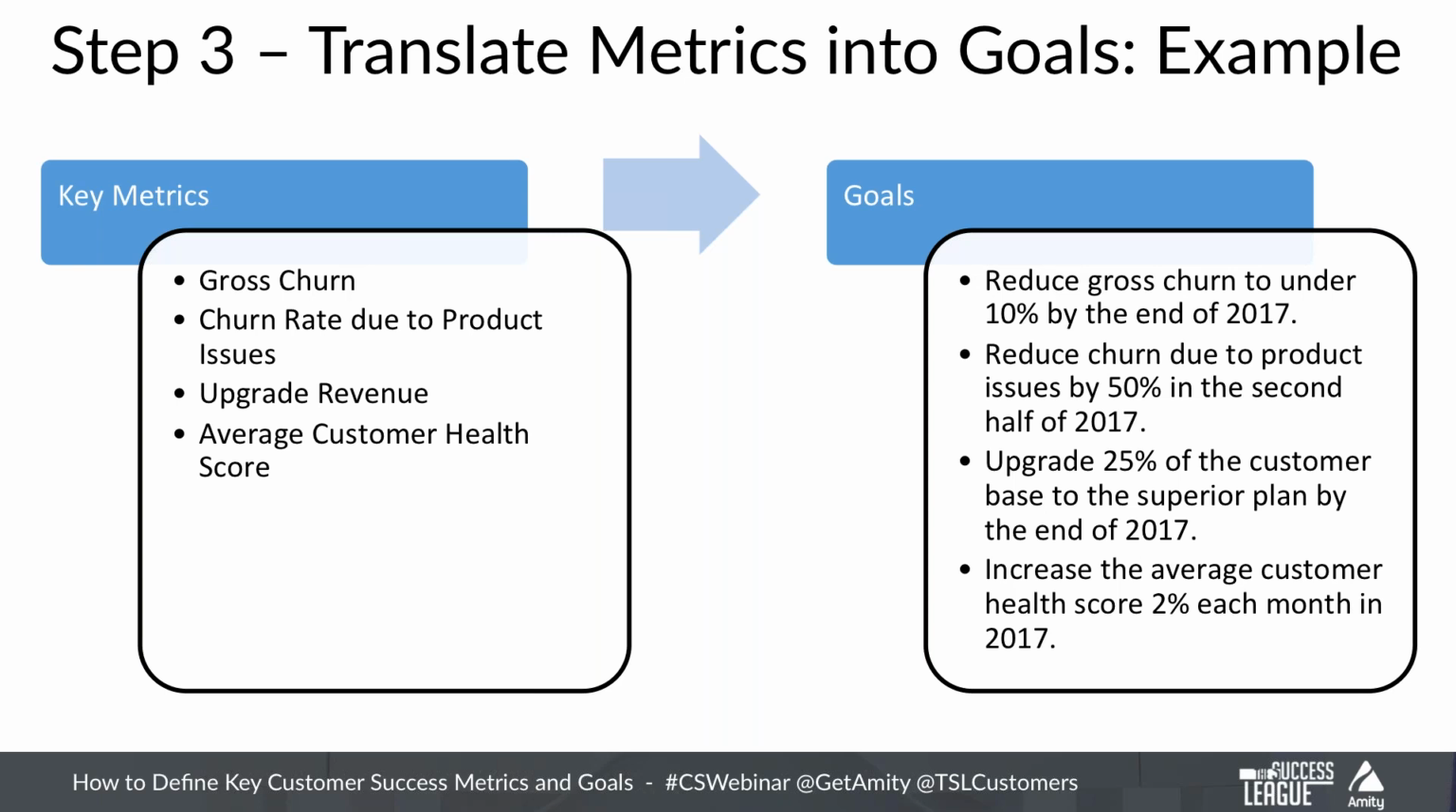Upgrade revenue. So upgrade 25% of the customer base to the superior plan by the end of 2017. That could be a goal that you have. And increase the average customer health score by 2% each month in 2017. So those are just some examples. You'll get the slide deck. You can think about how you might want to do this for the metrics that you want to make sure you measure.